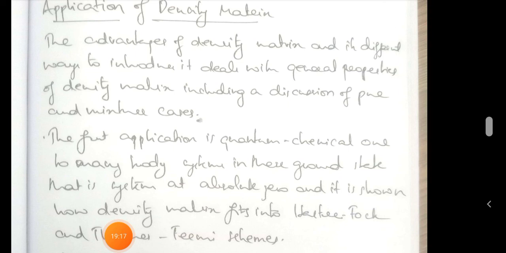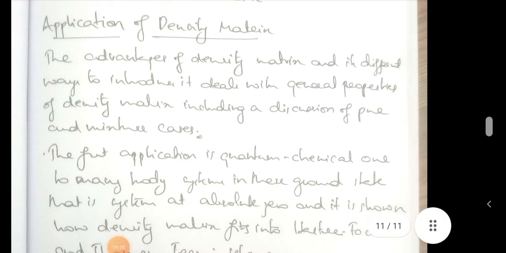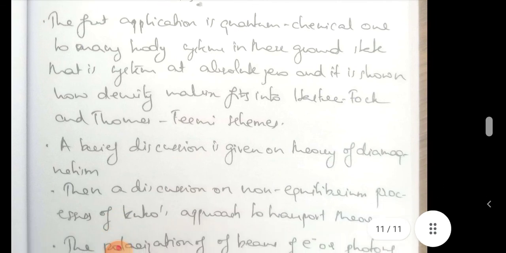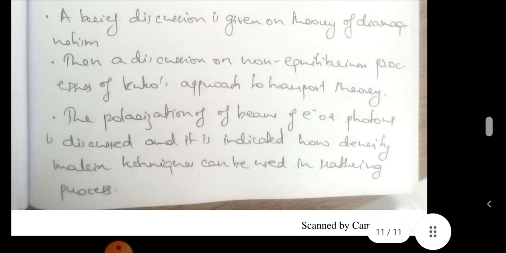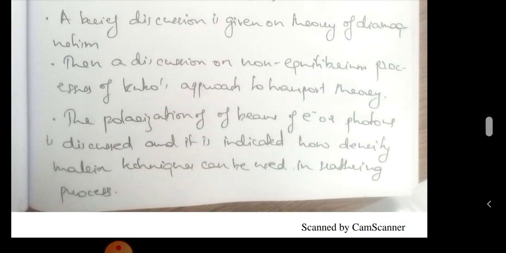Now at last, the applications of the density matrix. The first application is a quantum chemical one to a many body system in its ground state, that is a system at absolute zero, and it is shown how the density matrix fits into Hartree-Fock and Thomas-Fermi schemes. Then a brief discussion is given on the development of the theory of diamagnetism. Then a discussion on non-equilibrium processes, Kubo's approach to transport theory. And last, the polarization of beams of electrons or photons is discussed, and it is indicated how density matrix techniques can be used in the scattering process. Thank you.